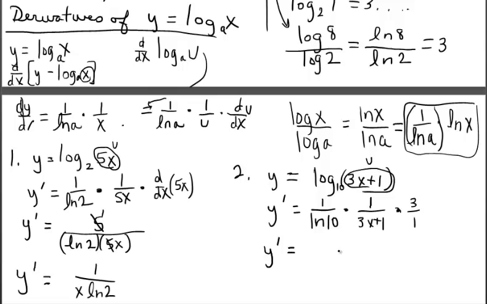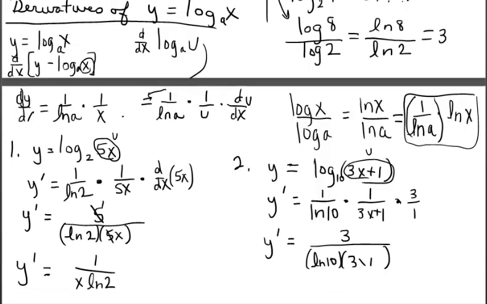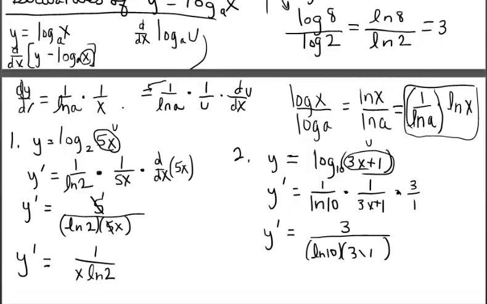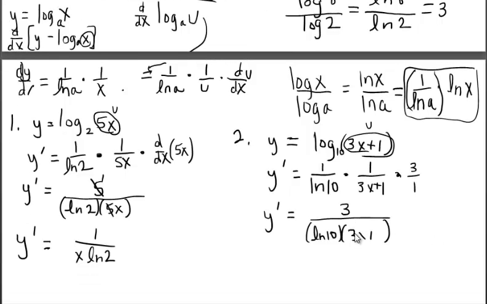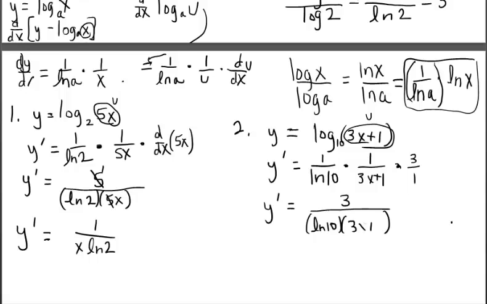Okay? All right, cleaning it up, it looks like I'm going to have a 3 on top. I'm not going to be able to cancel with this 3 down here because I can't go into that quantity there. Natural log of 10, 3x plus 1. Okay, so if I needed to find a slope, I would need to know the x value, the point on the graph, and I could plug that in for the x given. Plug that in for the x value here.